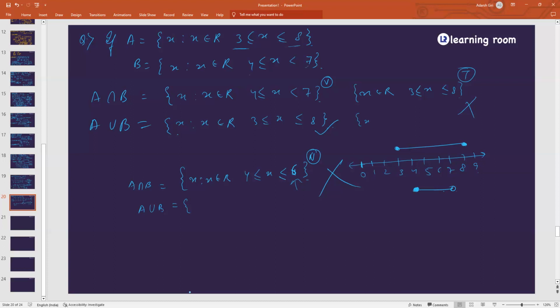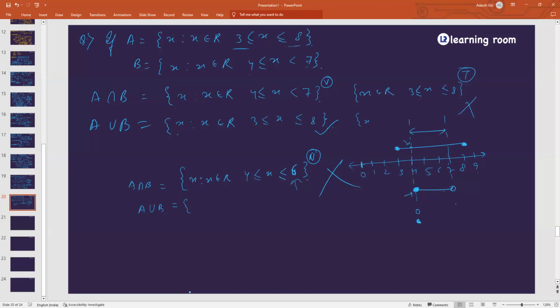Now what I have to do for A intersection B, I have to mark the common points. So these are the common points from here to here. Right? So this is the common range. Now tell me, in the common range, do I have to consider point 4? Yes or no? Yes, sir. Should I consider point 4 containing, like leaving or containing? Containing. Why? Because even set B is containing 4 and even set A is containing 4.